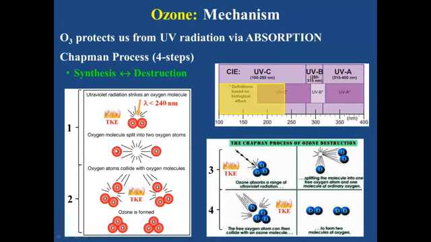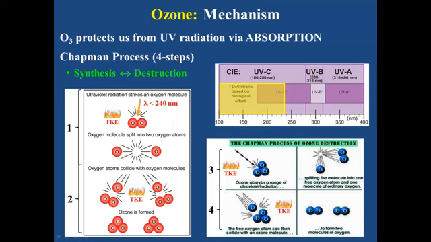Step 2 is these two radical oxygen atoms go flying through the atmosphere and end up colliding with molecular oxygen, O2. Then they form a chemical bond and we get O3. So this is the first step where we actually form ozone in the stratosphere. This step also generates thermal kinetic energy.